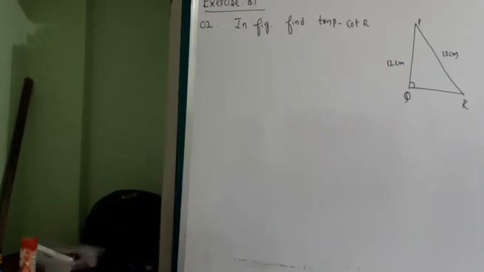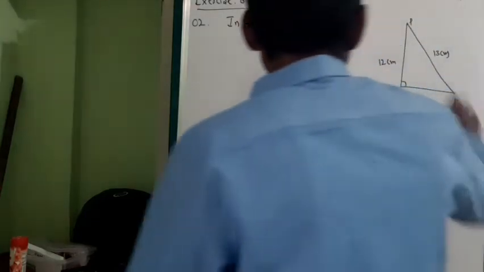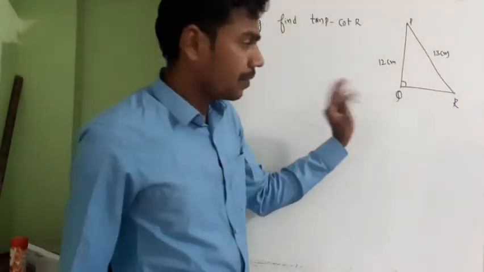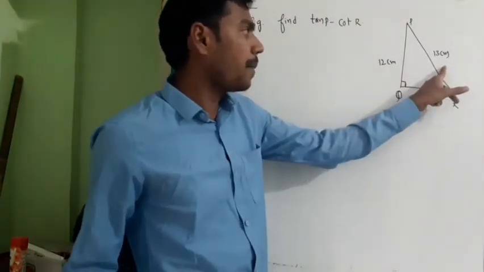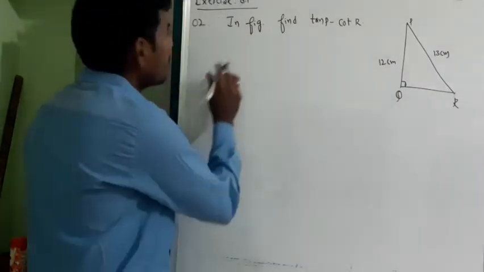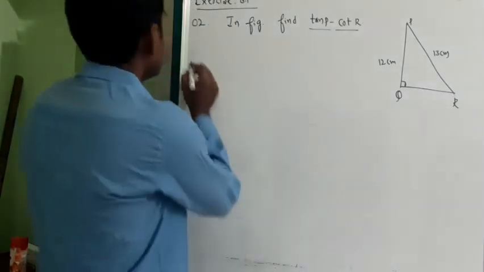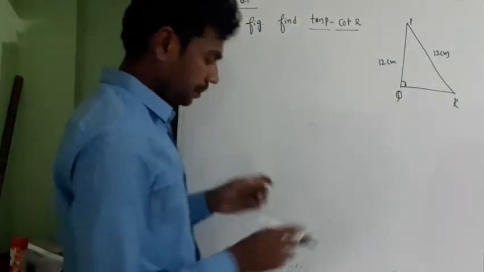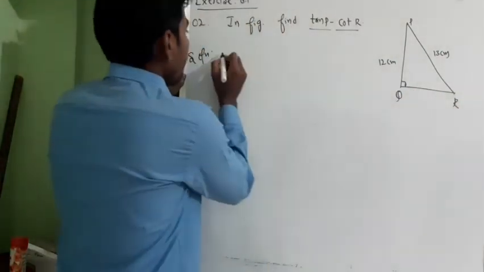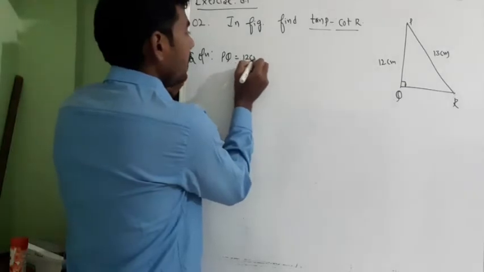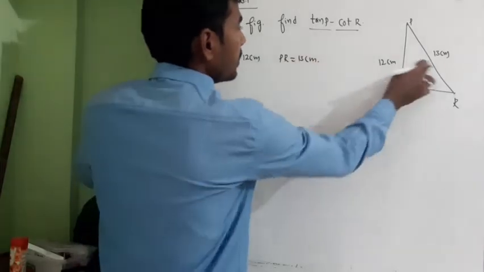Second question, in figure, find tan P minus cot R. You see, there is a triangle PQR, they have given the diagram, you need not draw. This indicates it is right angled at Q, and this will be the hypotenuse. What they asked, we need to find tan P minus cot R. We need to find QR first, then we can go ahead with the other things. It is given PQ is equal to 12 centimeter, PR is equal to 13 centimeter. Obviously QR will be less than this.